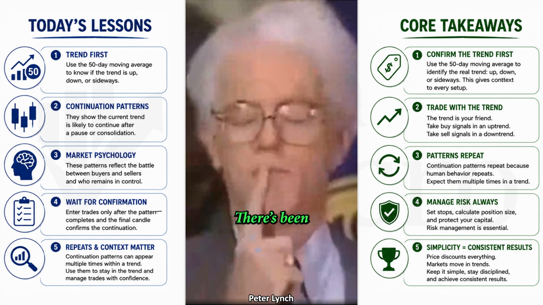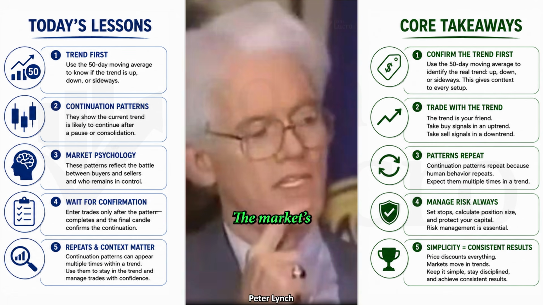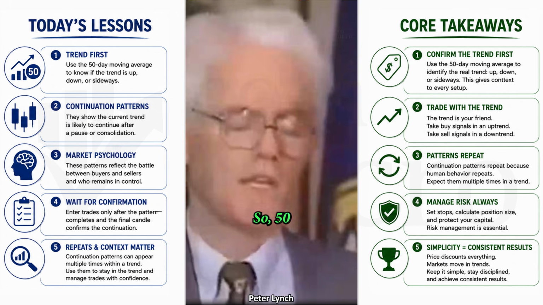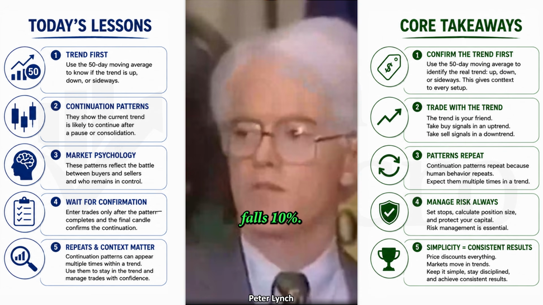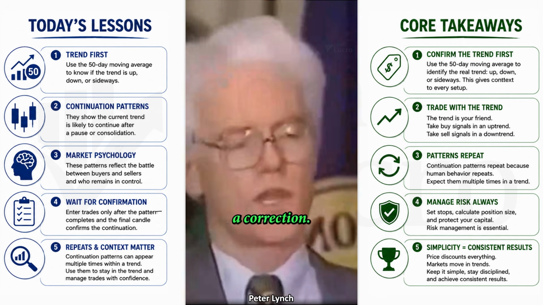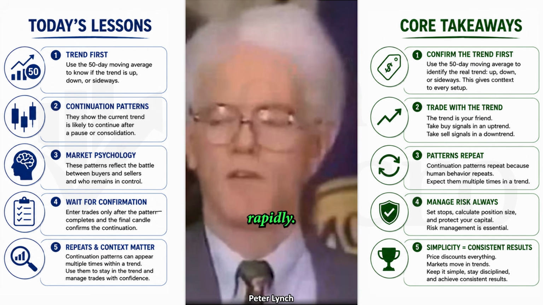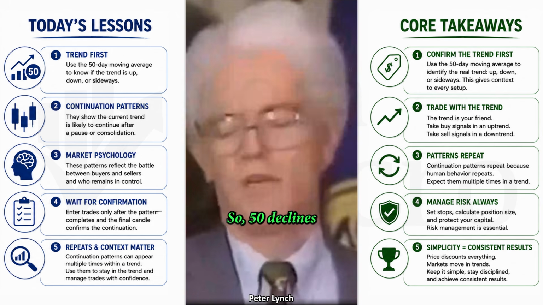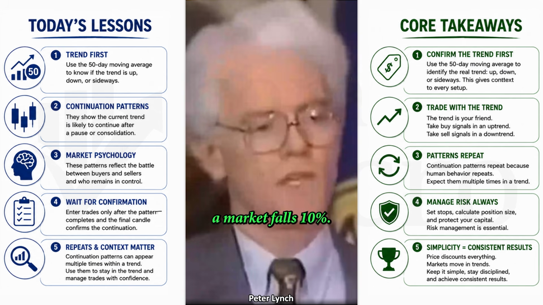The math is simple. There's been 93 years, a century. This is easy to do. The market's had 50 declines of 10% or more. So 50 declines in 93 years. About once every 2 years, the market falls 10%. We call that a correction. That's a euphemism for losing a lot of money rapidly. But we call it a correction. And so 50 declines in 93 years, about once every 2 years, the market falls 10%.